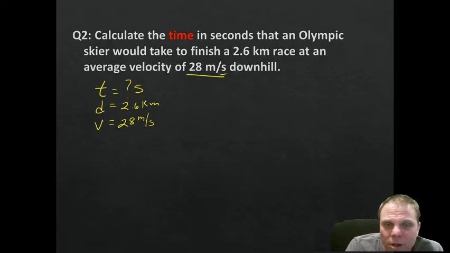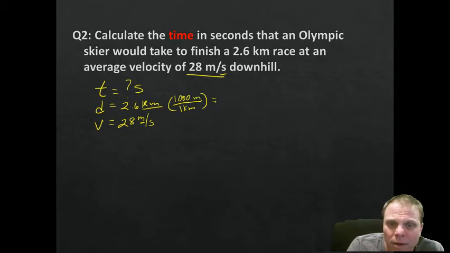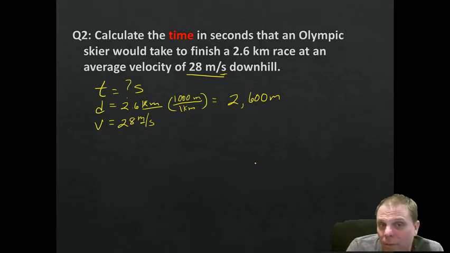Now, you should notice something really important right here, that one of them is in kilometers and one of them is in meters. In order to go through with this problem, we need to make sure that we have these in the same unit. And so let's go ahead and convert 2.6 kilometers to meters. What we would do is we'd say, okay, for every 1 kilometer, we have 1,000 meters. And so now we get an answer of 2,600 meters is our value that we're going to plug into our equation.